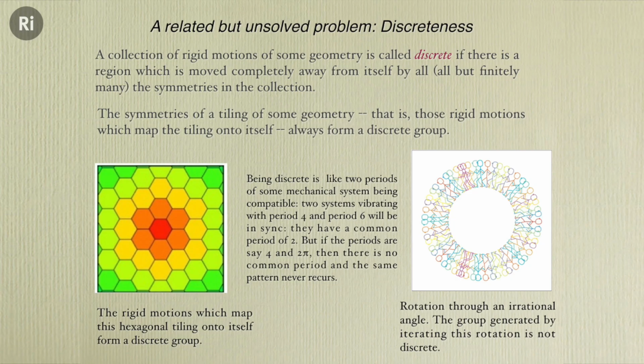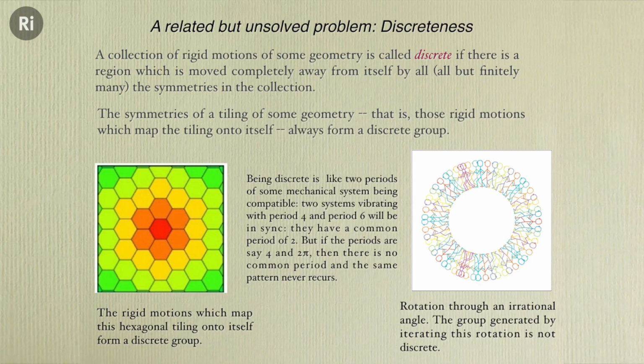Okay, so discreteness. So discrete means that you can move things away. If you've got rigid motions of some tiling, you can move the tile away from itself and it never comes back and hits itself. On the other hand, if you start rotating a thing and you go around an irrational angle, an angle that's not commensurable with 2 pi, then you can go around and you'll come back, but you won't come back exactly on top of yourself, and you'll keep going round and round and round, and you'll end up producing a picture like this, and the longer you go, the more you'll overlap yourself. So being discrete is kind of nice.